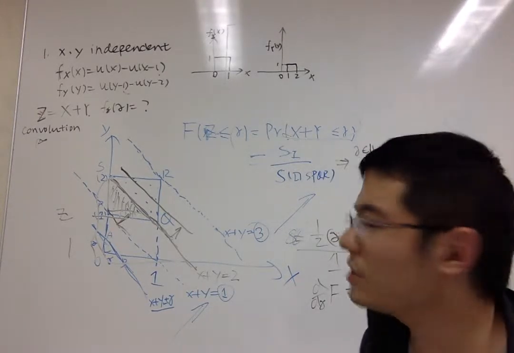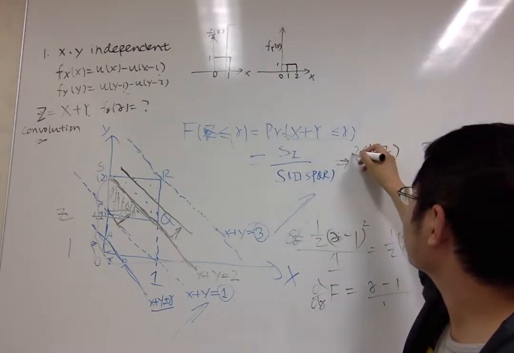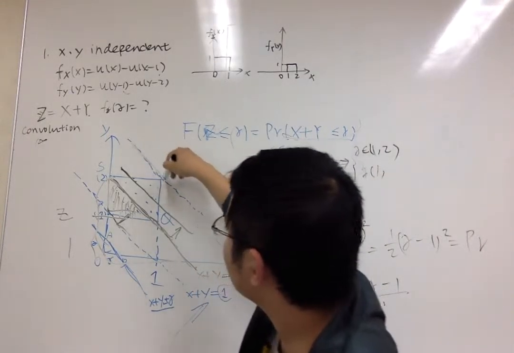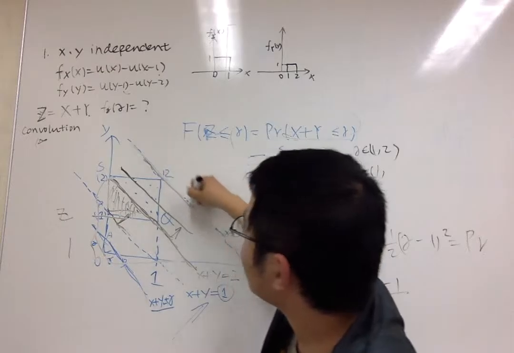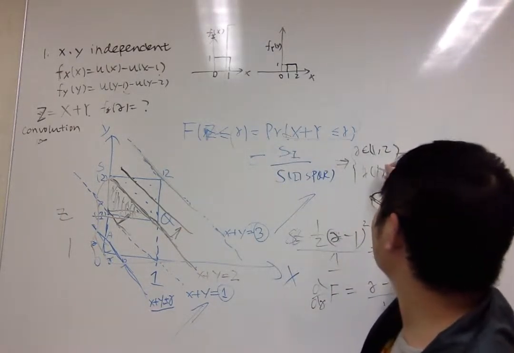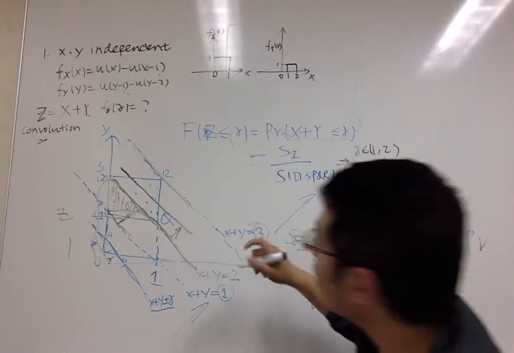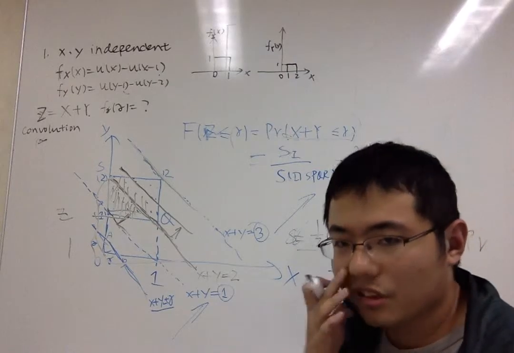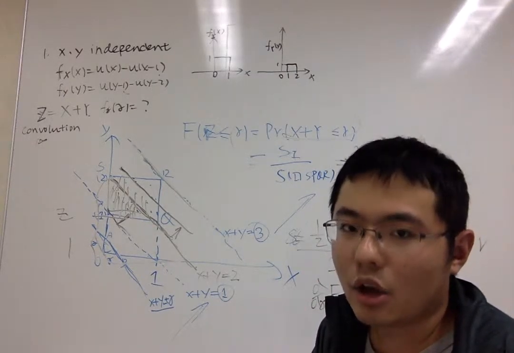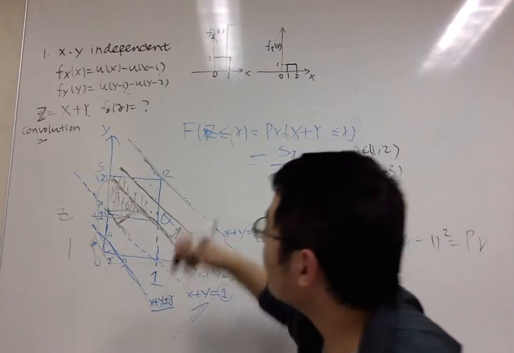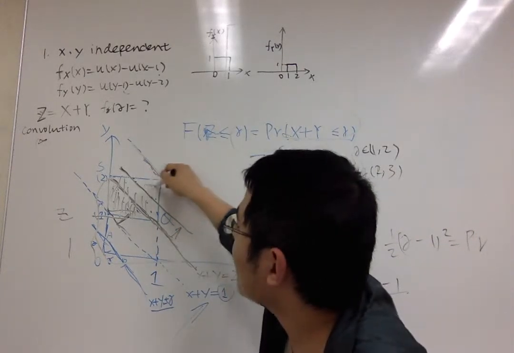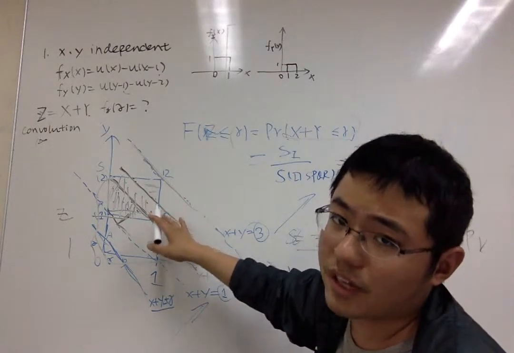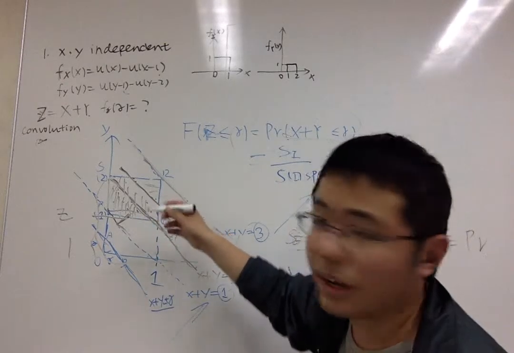In the second situation, z is between 2 and 3. We've already discussed that. We need to calculate the shaded area, which becomes the pentagon. In order to calculate the area of the pentagon, we only need to subtract the triangle on the right side, which is actually a right triangle. We subtract the area of the triangle from the area of the square.